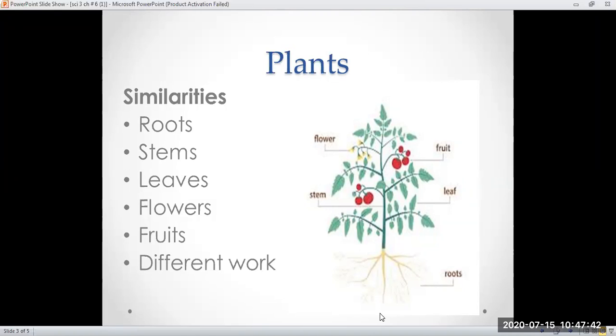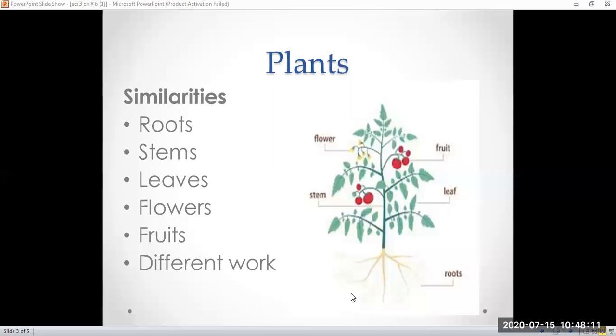The function of the root is to absorb water from the ground, from the soil. The fruit is fleshy and sweet, and there are seeds inside the fruit. The seed has the ability to produce a new plant. So these are the basic functions of plants, which I explained to you.